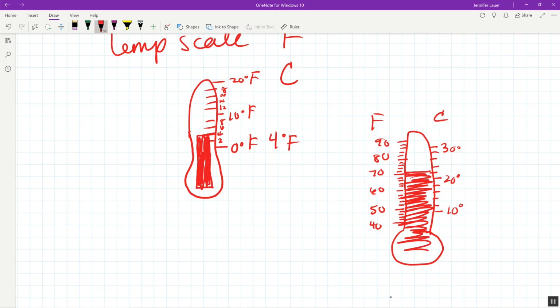So we would say that this is 72 degrees Fahrenheit, or 20, is it 22? Yeah, 22 degrees Celsius. And that's it.